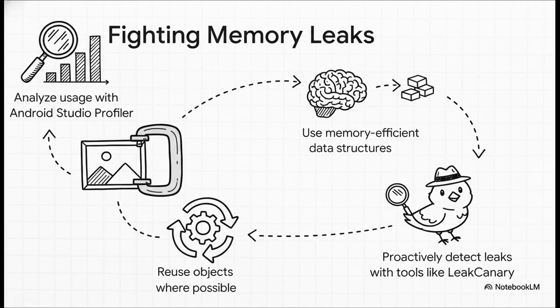So how do we fight this? It takes a disciplined approach. You've got to be constantly analyzing your app's memory with a profiler. You need to be smart about big things like bitmaps. You should be choosing data structures that don't waste memory. A great habit is to reuse objects instead of creating and destroying them all the time. And maybe most importantly, use a tool like Leak Canary to automatically find these leaks for you while you're developing.